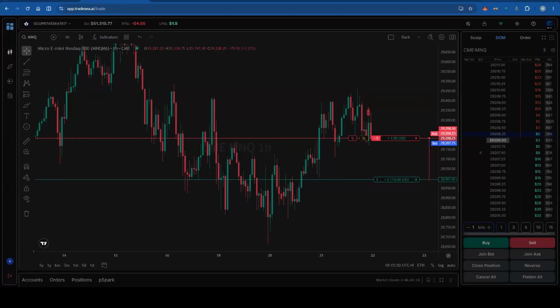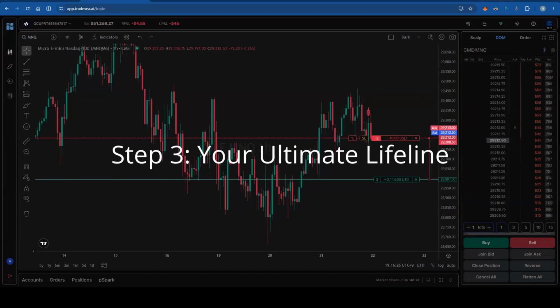Furthermore, by utilizing your phone's stop order or pending order feature in advance, you can set your orders right on the lines so that the app automatically fills in your entry the moment a breakout occurs, even if you aren't looking at the screen. Step 3. Your ultimate lifeline. Completely deciding your take profit and stop loss simultaneously with entry.